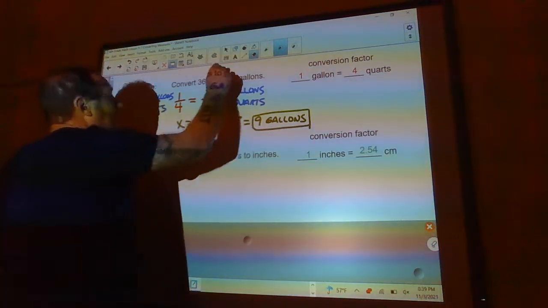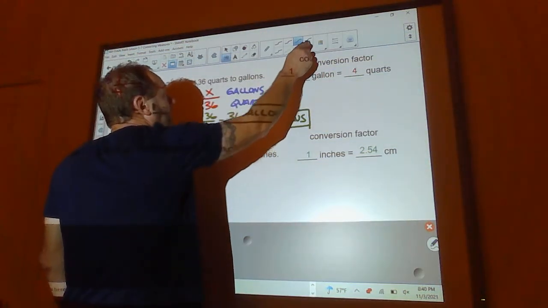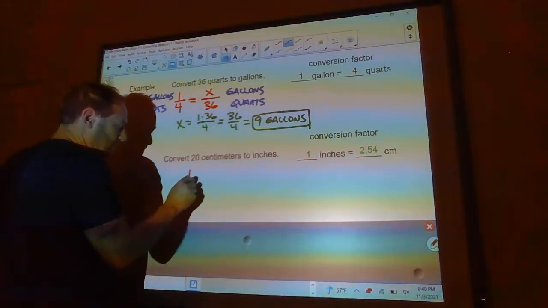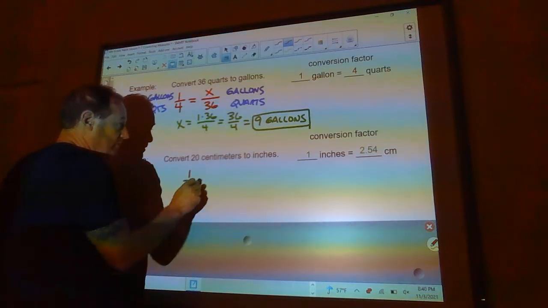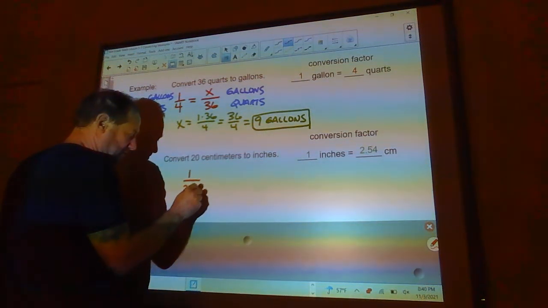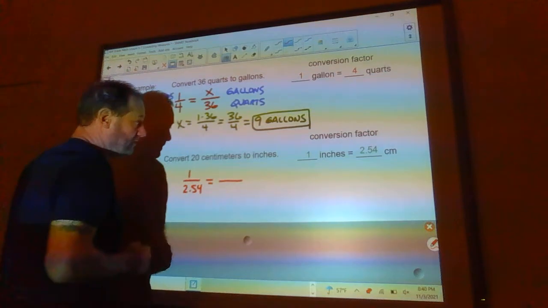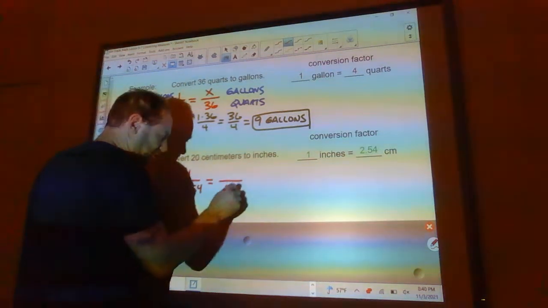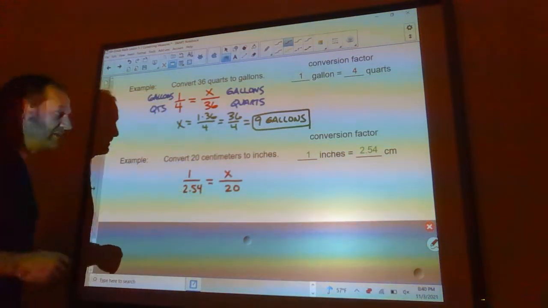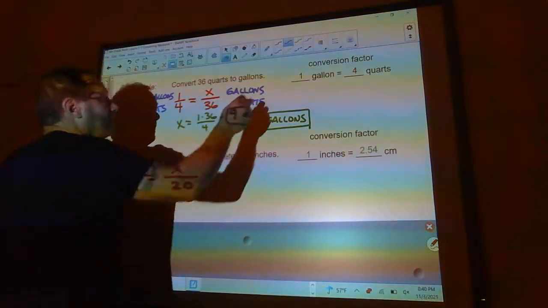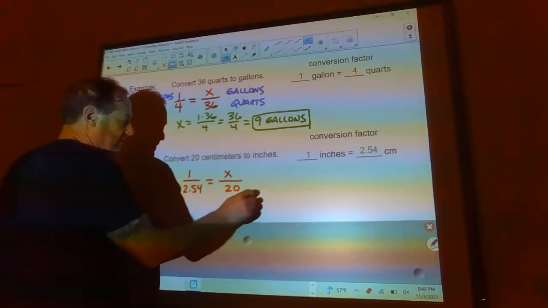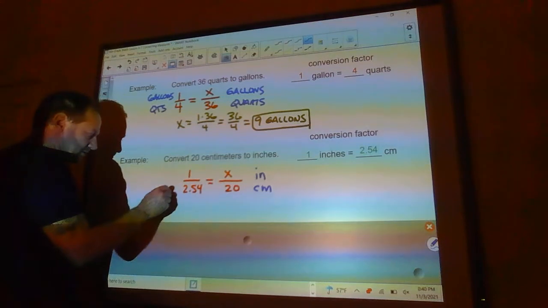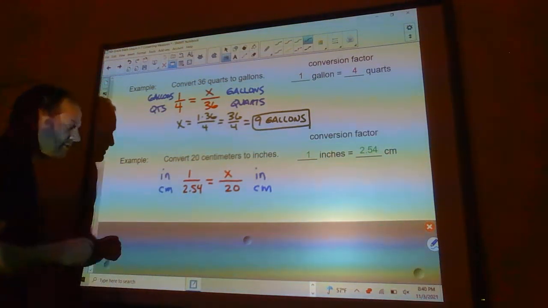Okay, so I can go ahead and write a proportion. My proportion is going to be 1 inch to 2.54 centimeters. And over here I want 20 centimeters. This is centimeters on the bottom, so I'm going to put a 20 here. And my variable is going to go right there. That's what I'm going to solve for. If I look here, this is centimeters, this is inches, this is centimeters, this is inches.